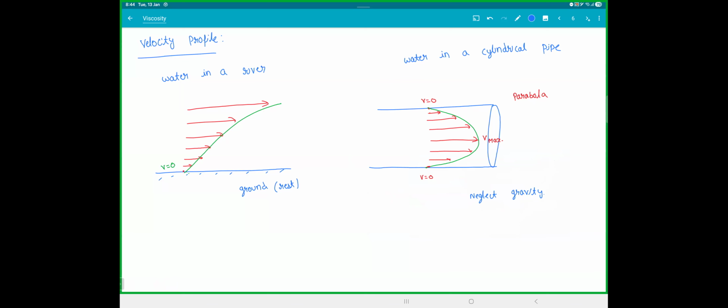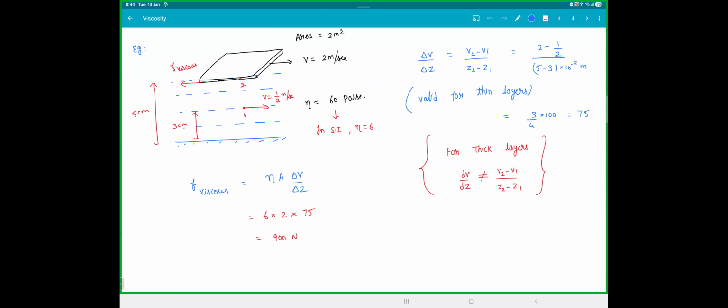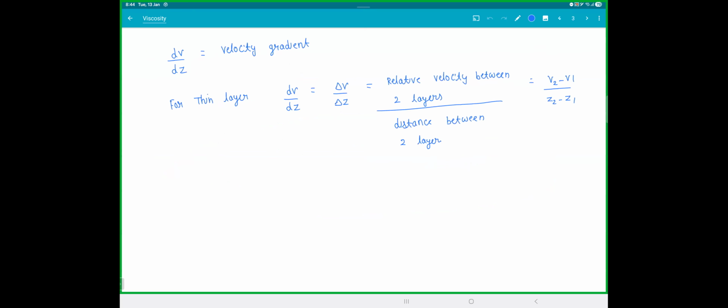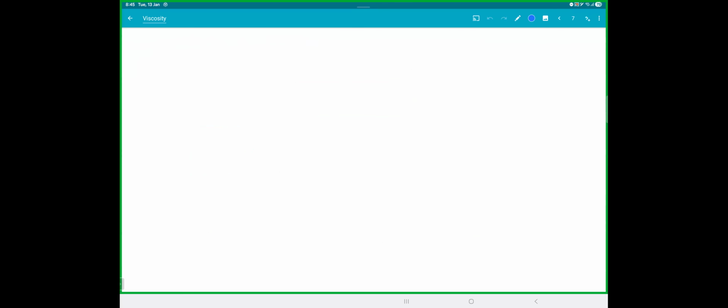So these are the two main assumptions. The main assumption was that the velocity of the layer in contact with the solid surface is the same. And for thin layers, we can take delta V by delta Z as (V2 minus V1) by (Z2 minus Z1). That's it. So technically, the only concept is this: F is eta A dV by dz. And we have Stokes' law. There are only two concepts, but let's see. We have some decent problems. Let's start with something easy.